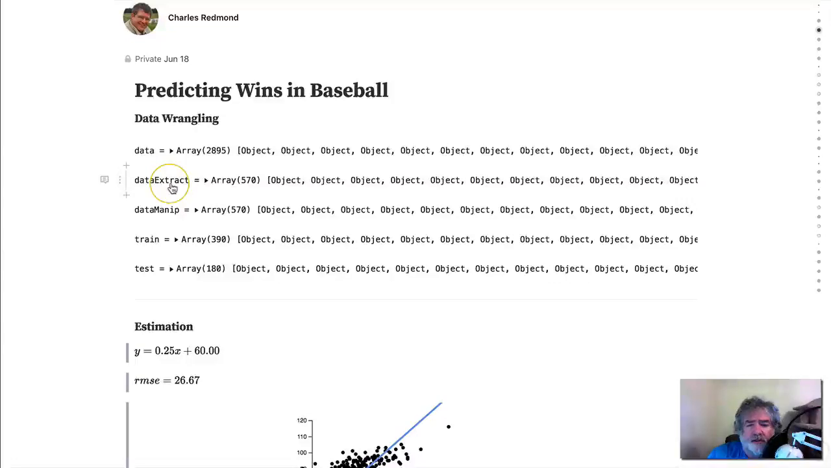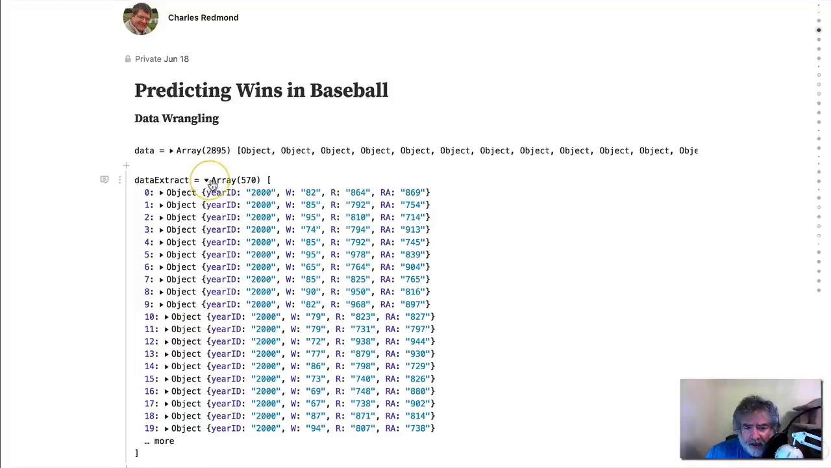And then in this one, I just use a little JavaScript to pull out what I want. You can see that there's almost 3,000 records in this one, but I've limited it to just 570. What I did was I decided to just look at years 2000 and beyond. I think this goes up to 2018. So I'm only taking those records, and I don't need every statistic. I need how many wins the team had, how many runs they scored, and how many runs were scored against them. So that's all I need for this project.